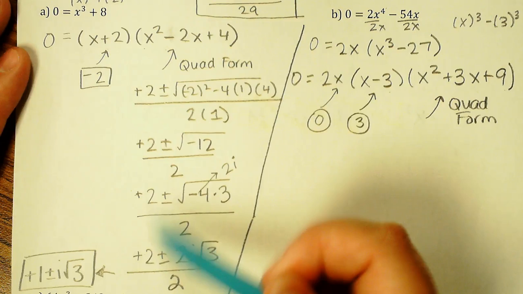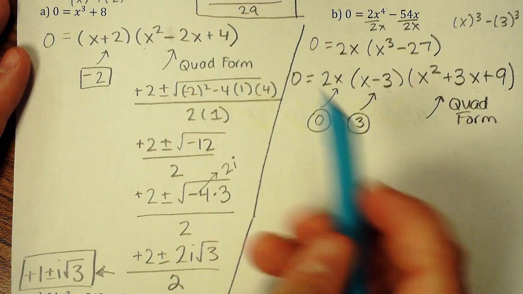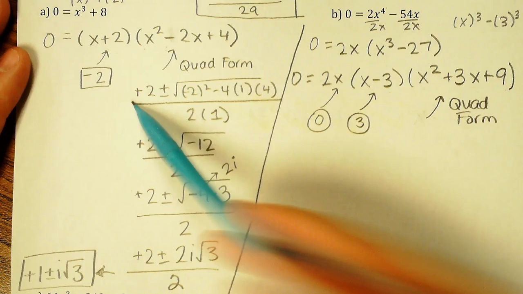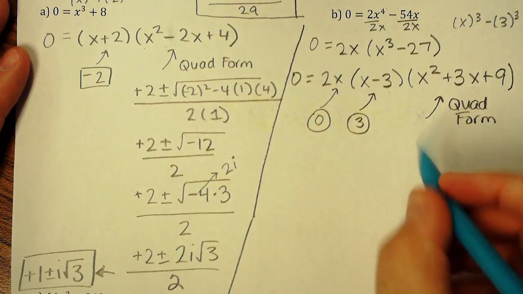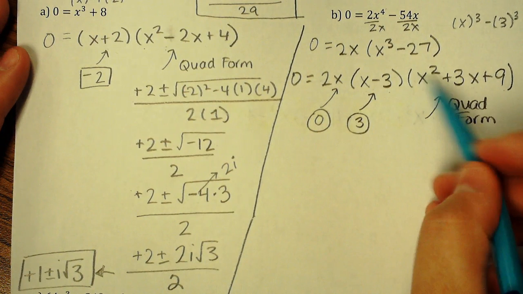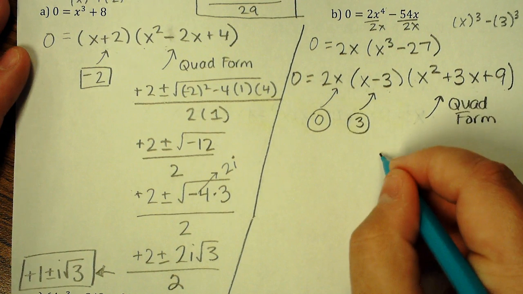It's just that the 2 out in front should have been positive instead of negative, because this should have been negative 2. The opposite of that would be positive. Okay, quadratic formula. A is 1, B is 3, C is 9. So opposite of B.